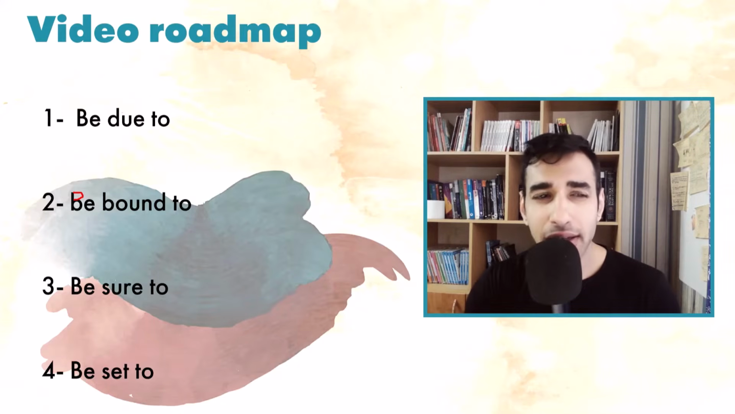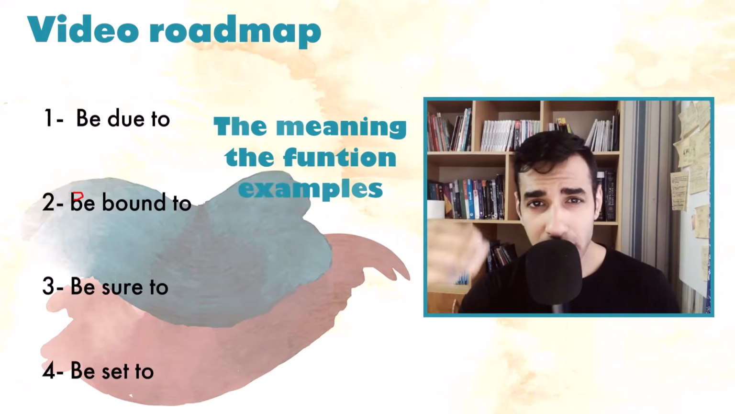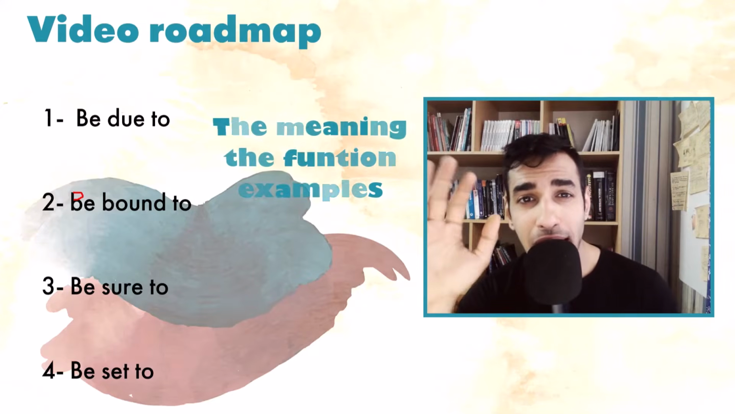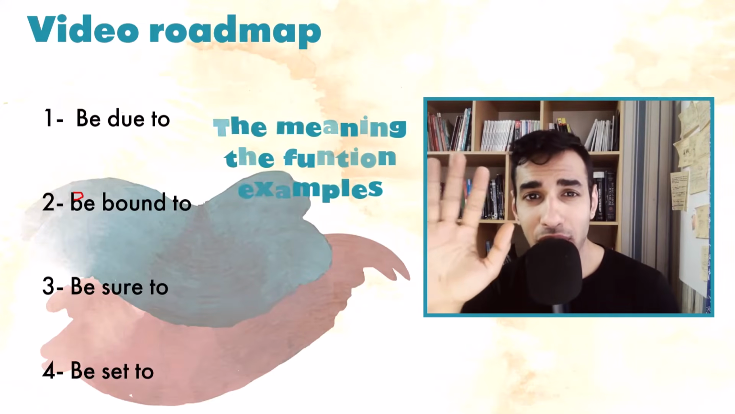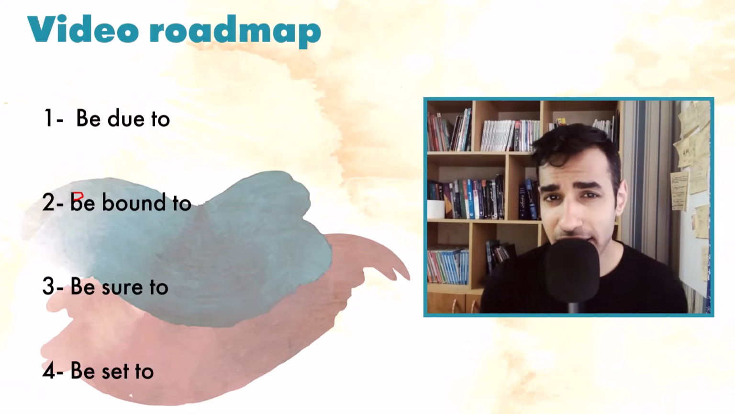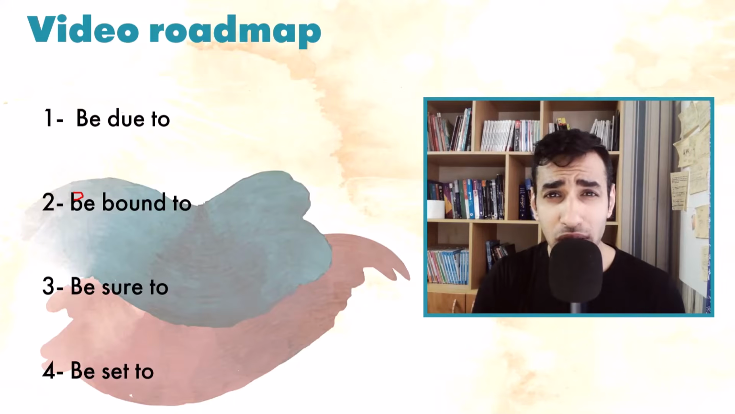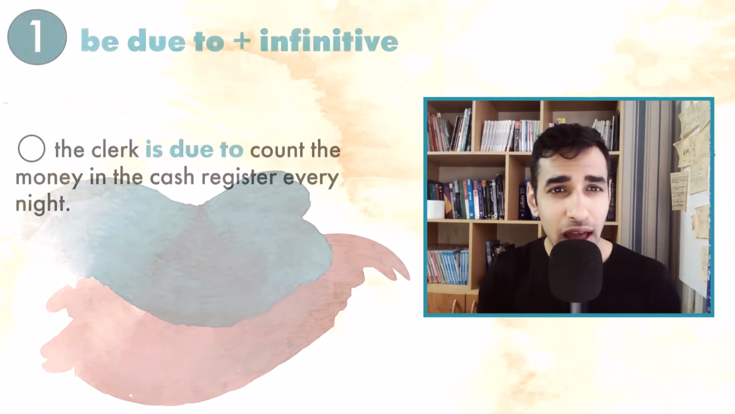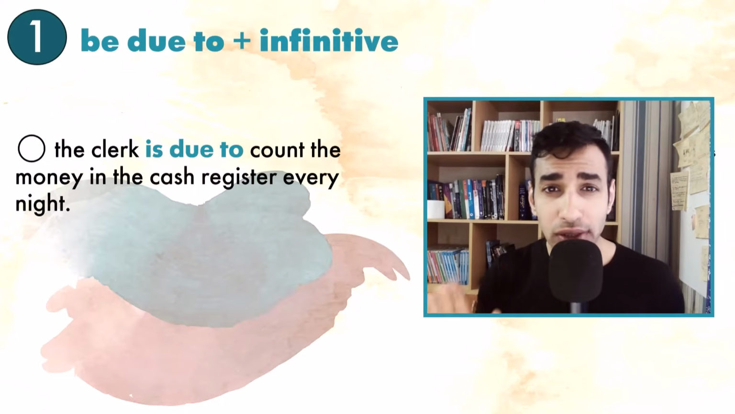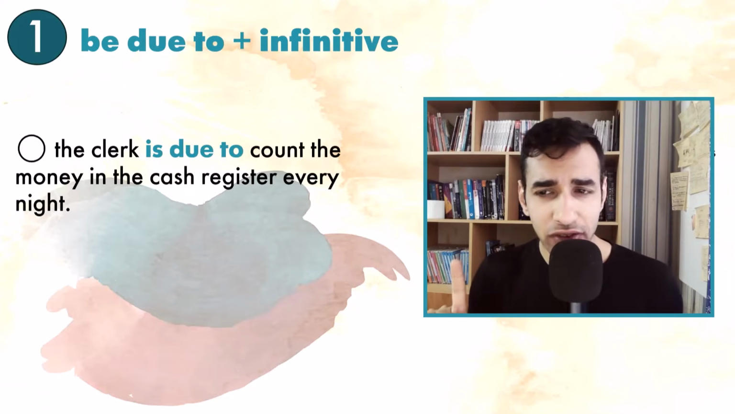We need to learn the meaning of each of them, the function of each of them, and make examples with each of them. And at the end of this video, we have a quiz, and this quiz is only for smart students. So this was our video roadmap. Let's start. First, be due to plus infinitive. After to, we use an infinitive form of verb.